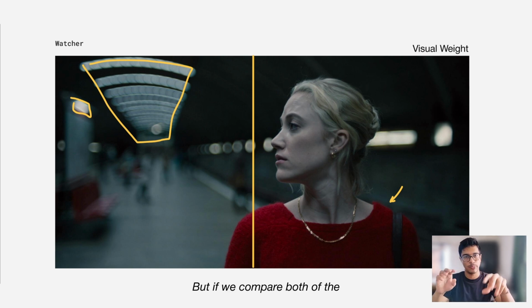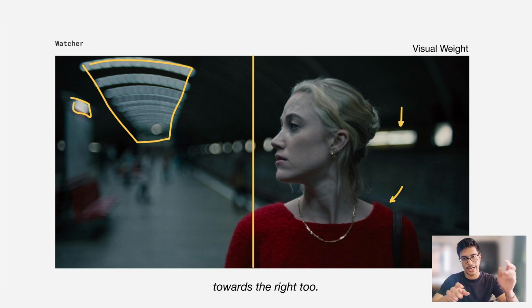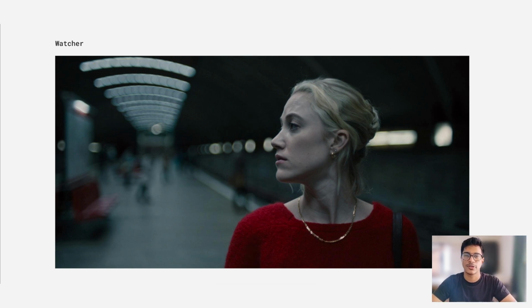But if we compare both of the elements together, we can also see that there is a bright spot that is located towards the right too. Hence, it is safe to assume that the image is predominantly heavier on the right. So yeah, those were a few mechanics that were working underneath this image.